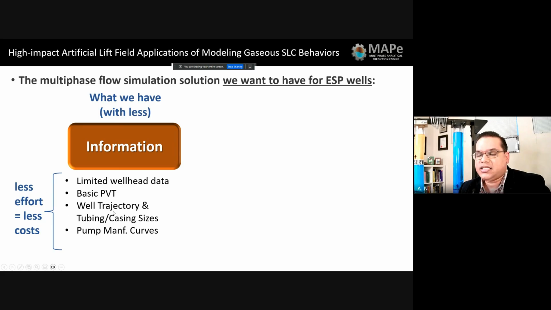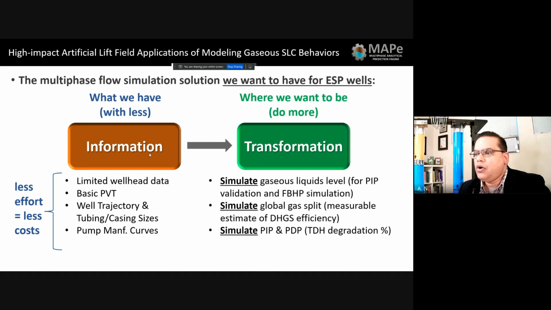Less effort means less cost, right? Because to be able to design these wells and simulate them and operate them. And what we want is not just having information, we want transformation.